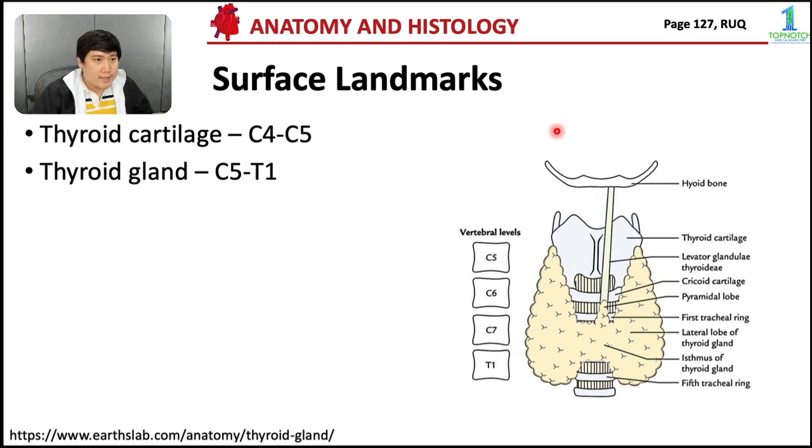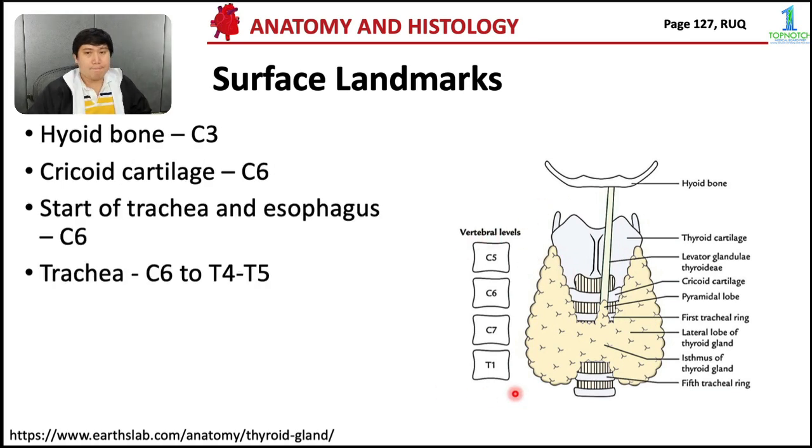So let's go through them one by one. Your thyroid cartilage is C4 to C5. This one is your thyroid cartilage, C4 to C5. Don't be confused with the thyroid gland. It spans C5 to T1. C4 to C5, cartilage. C5 to T1, thyroid gland.